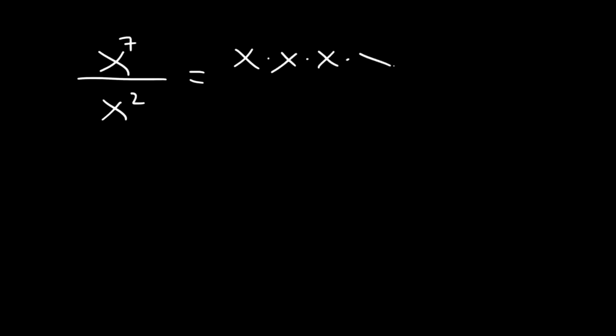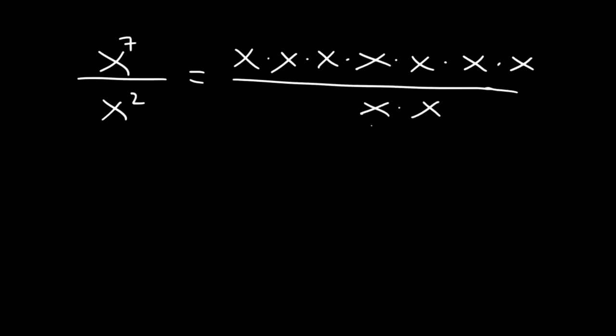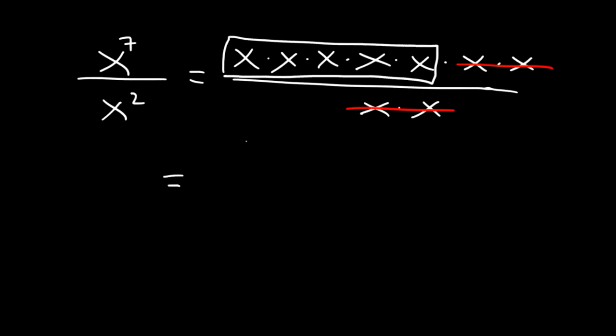Now what about that second example? X to the 7 divided by x squared. Why is that x to the 5th? X to the 7 is equivalent to multiplying 7 x's together. X squared is just x times x. X divided by x is 1. So we can cancel 2 x's on both sides, leaving behind 5 x variables, so that's equal to x to the 5th.